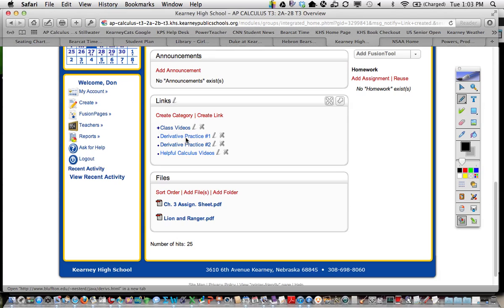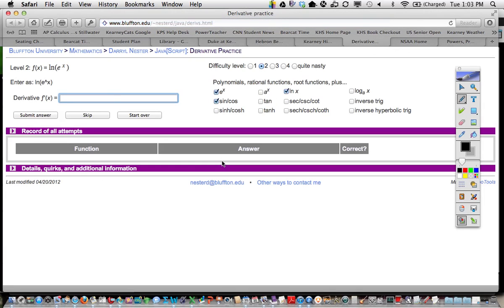All right, anyway, I've got a couple here. Derivative practice 1 and derivative practice 2 are ones that I've found. Now every year I try to find some of these, and then the next year they're shut down or the link doesn't work anymore. But here's one from Bluffton University. I have no idea about Bluffton. But it's kind of cool because you can pick your level: 1, 2, 3, 4, and quite nasty.